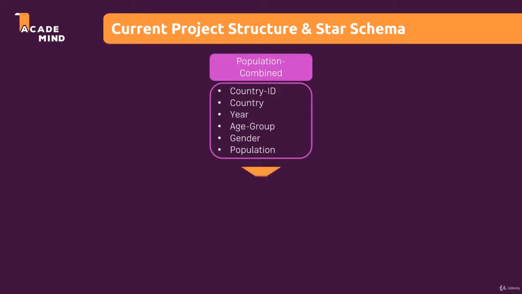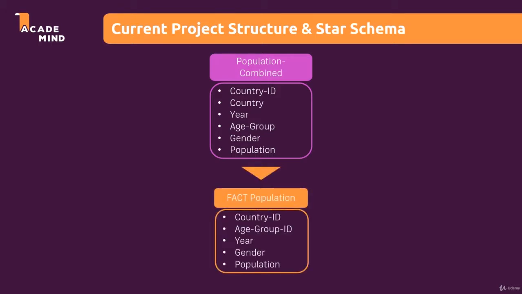Our goal now therefore is to create a structure like this. I want to create a fact population table. We will see how we will call this, but the important thing is that we will have one specific fact table which contains the country ID, an age group ID, so we also will work with our age groups, the year, the gender, and the population.